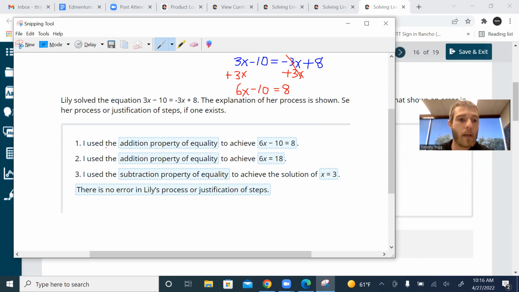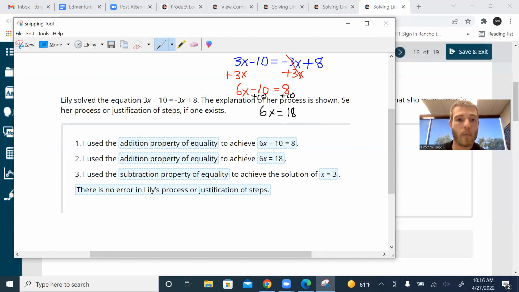And you can see Lily did that correctly, right? She used the addition property of equality and got 6x minus 10 equals 8. That's great. What would be my next step? Well, I think my next step would be to add 10 to both sides of the equation. That gives us 6x equals 8 plus 10, which is 18. Again, we're adding something to both sides of the equation, so that's the addition property of equality again. That's correct, and the result is 6x equals 18.